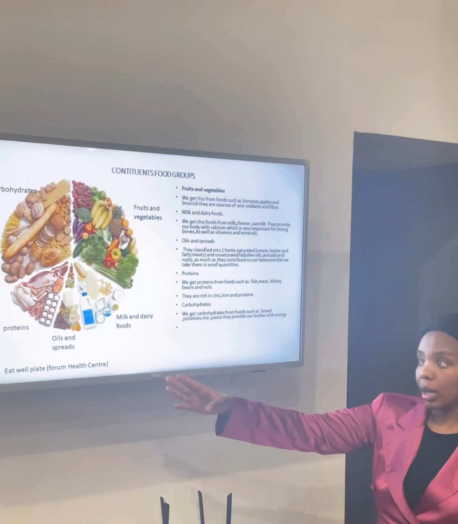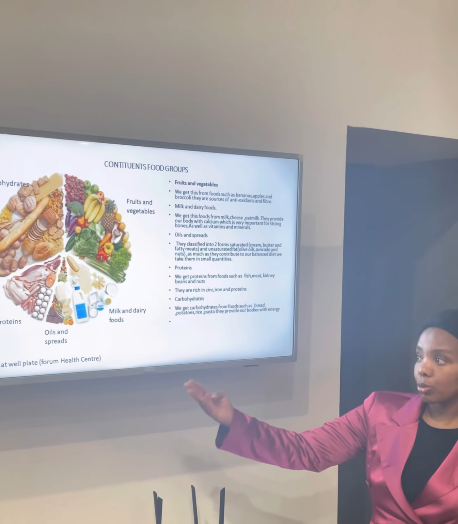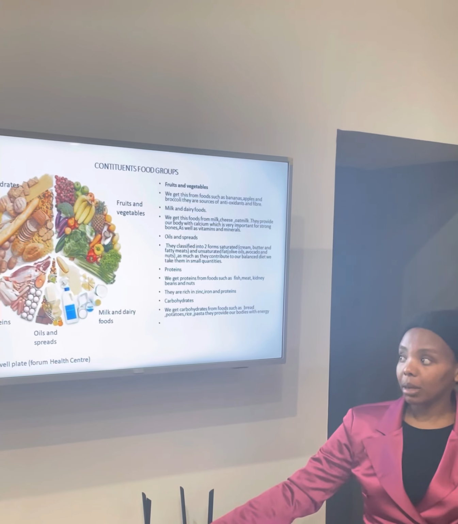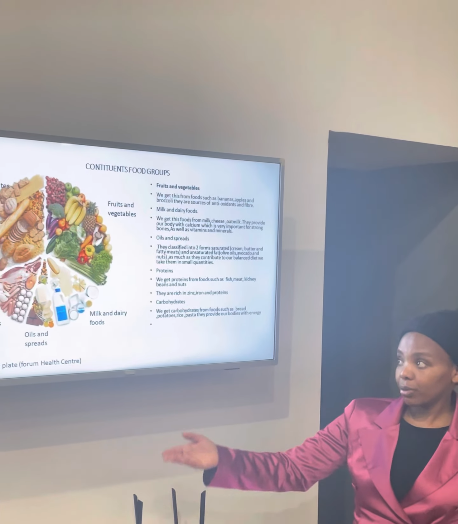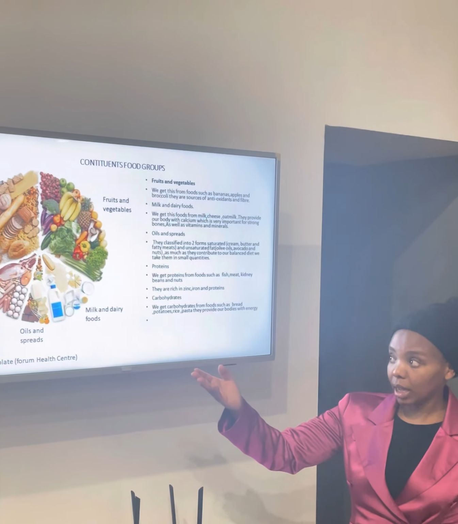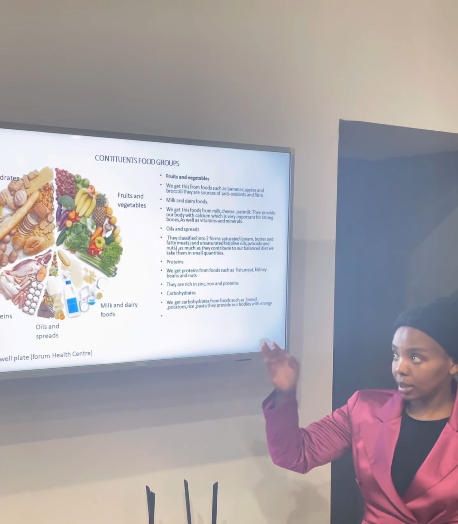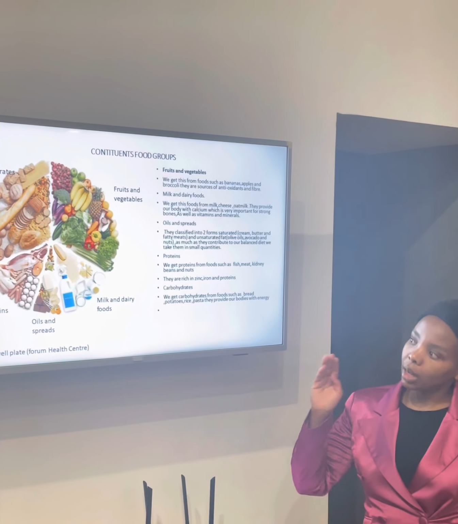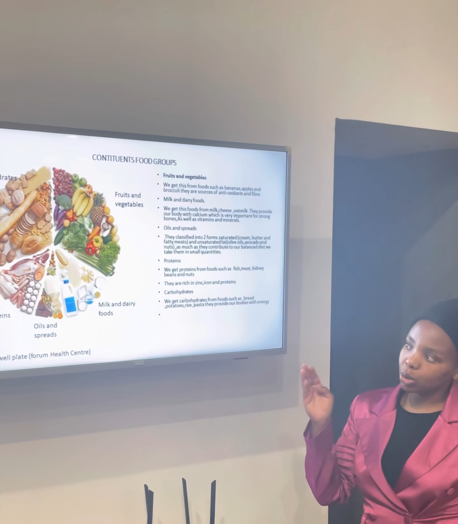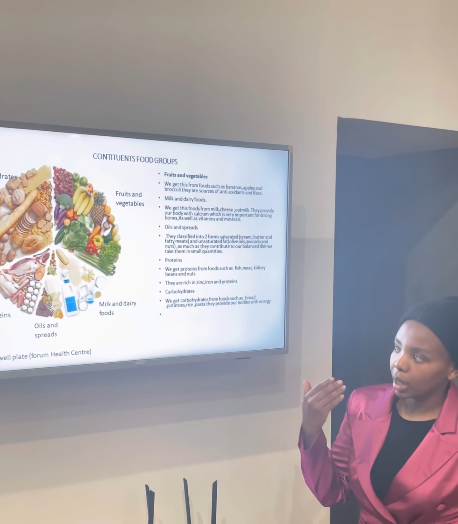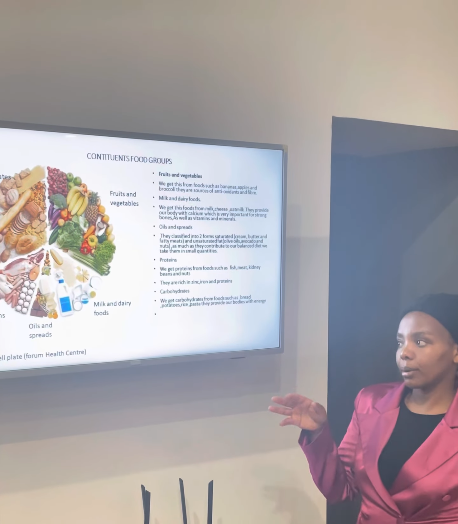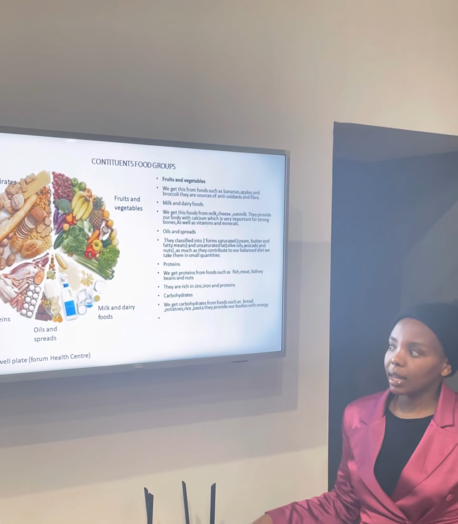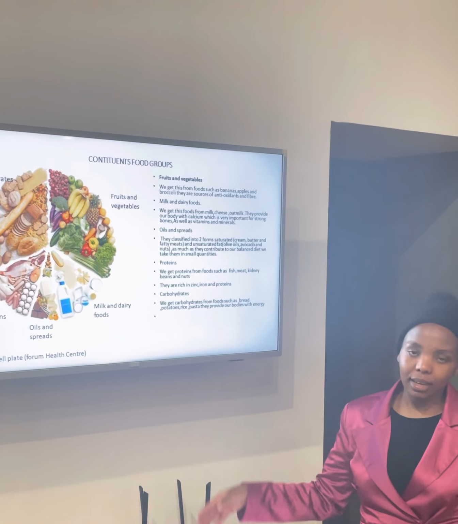And the last, we have proteins. We get proteins especially from animals. For example, beef, chicken, and also eggs and fish. They provide us with zinc and iron, which is essential to our body and importantly contributes to our balanced diet. And that's the end of my presentation.